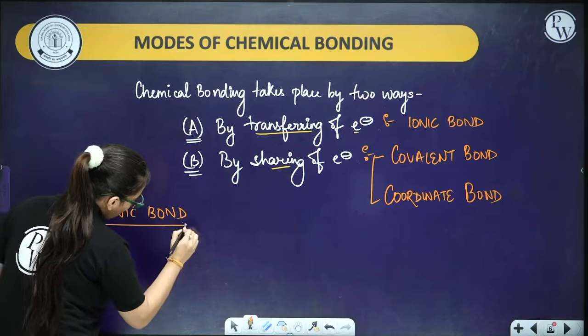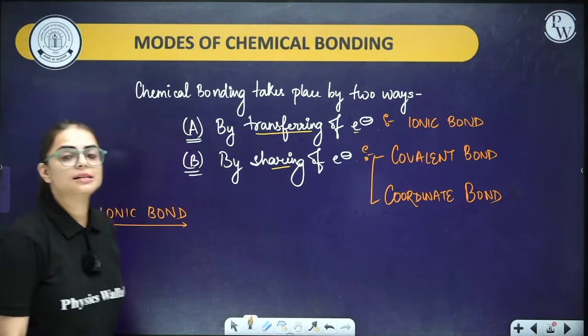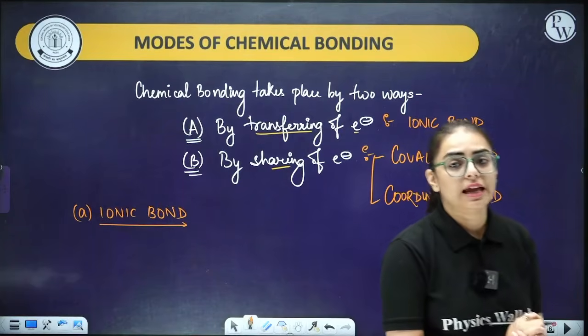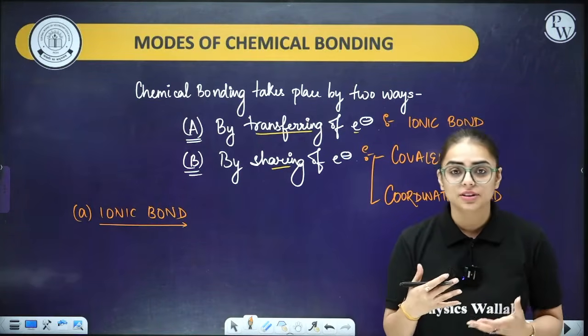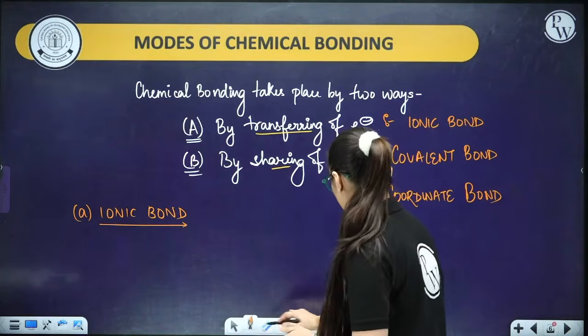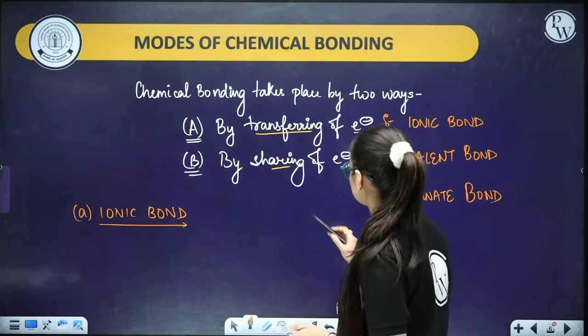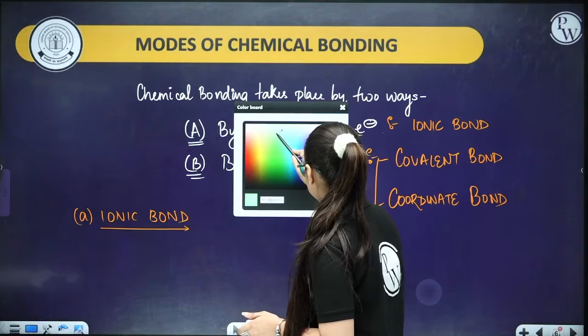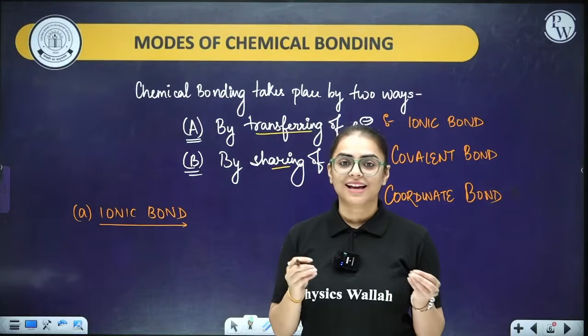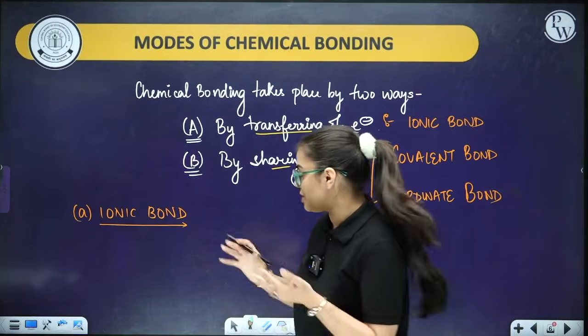Ionic bond is seen in the case of cations and anions. Cations are the ones which have a positive charge. Anions are the ones which have a negative charge. In the case of ionic bond, cation and anion formation occurs. Let us take a general example.